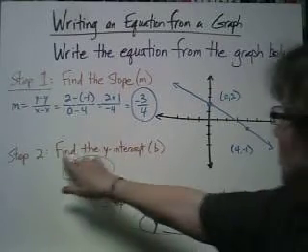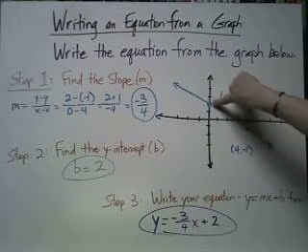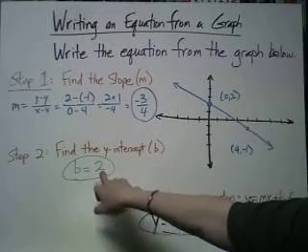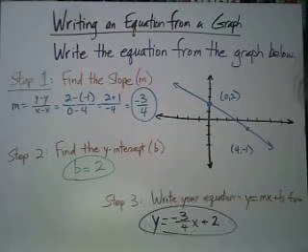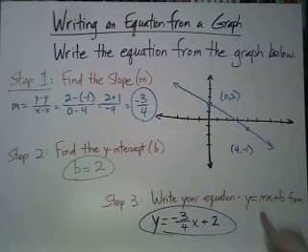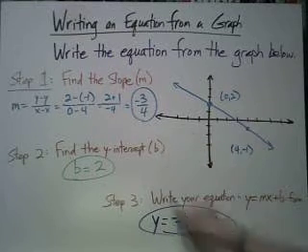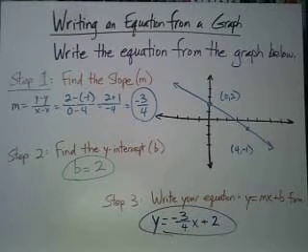b is very simple to find. Your y-intercept is where it crosses y. It crosses y at the 2 because of (0, 2). So b equals 2. Now write the equation from the graph. Okay, we know our m, we know our b. In step 3, you just simply trust your y equals mx plus b form. You put in your -3/4 for m. You put in a +2. Draw your circle and smile. We will continue this on the next video.